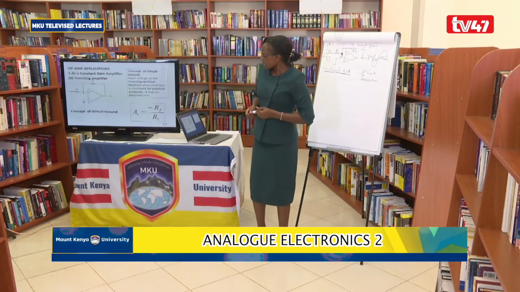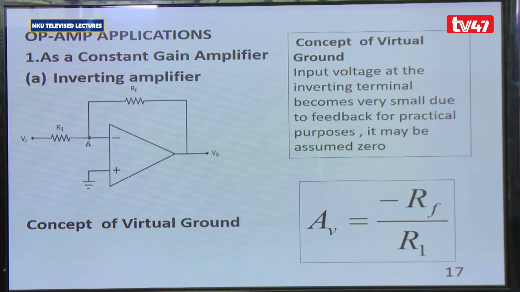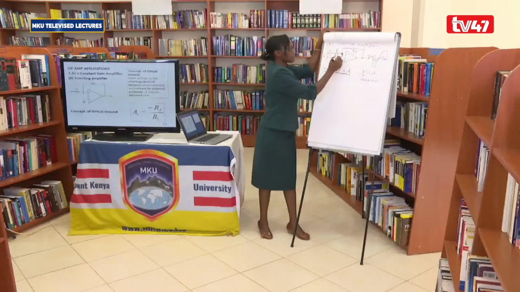Okay, now we can come back to our inverting amplifier. The inverting amplifier is the one that provides an output voltage that is proportional to the input multiplied by a constant. So we can still use this diagram here. We say here there is an input current I in.